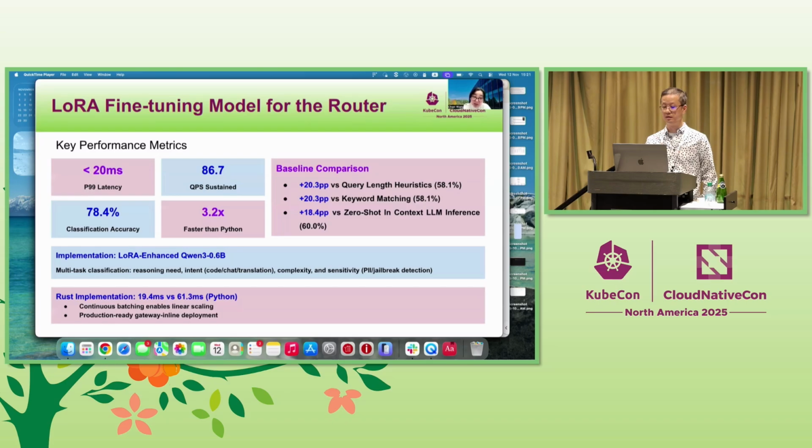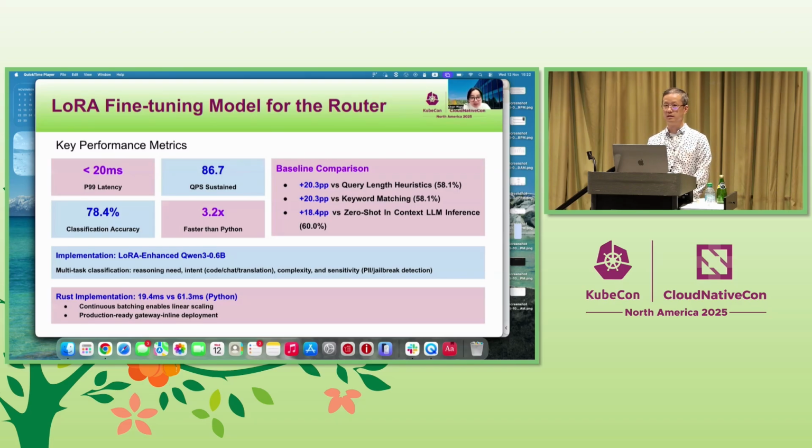So our Rust implementation is actually 3.2 times faster than a Python equivalent. We also validated the value of the learned classification. Our 78.4 accuracy is a massive 20.3 percentage point improvement over a simple query length heuristic. Right? It also beats the zero-shot in-context large language model classification by 18.4 points, and that comes from fine-tuning. This validates that the task-specific LoRA fine-tuning or full-parameter BERT fine-tuning is essential for high-performance, accurate routing with efficiency.